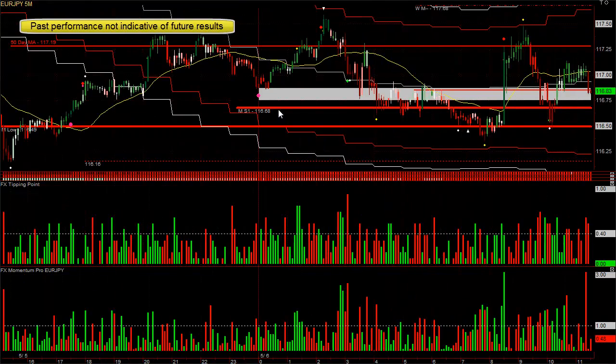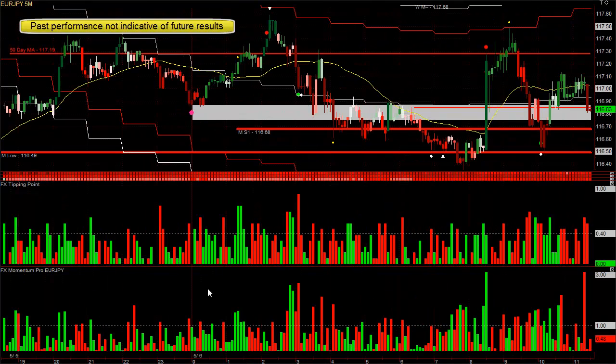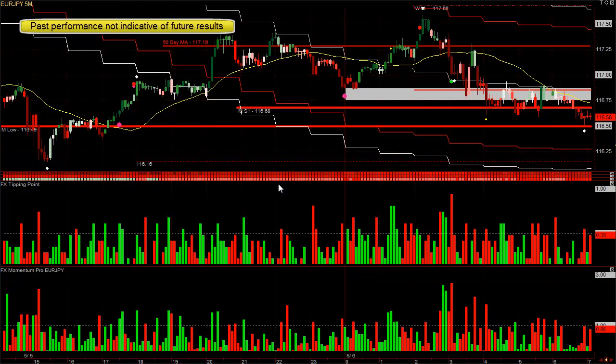For example, last night when this was retracing back up right here, pretty decently high tipping point, and the momentum is mostly to the green side. So I probably wouldn't have sold that there. You know, and guess what? It didn't really pull back much.